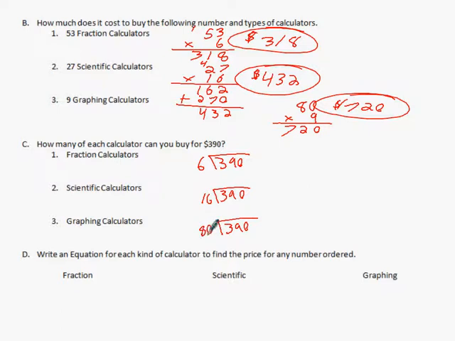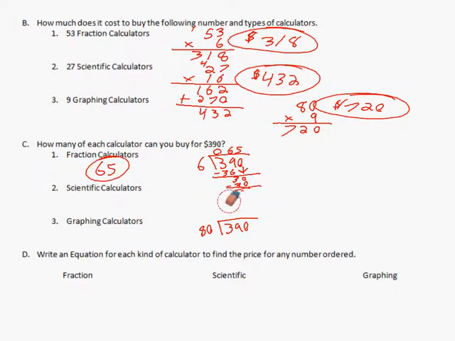Now I probably didn't leave myself enough room. That wasn't very smart. So I'll just maneuver it as I need to. 6 does not go into 3. 6 goes into 39 6 times, which is 36. Subtract. I get a 3. Bring down the 0. 6 goes into 30 5 times. No remainder. So 65 fraction calculators.